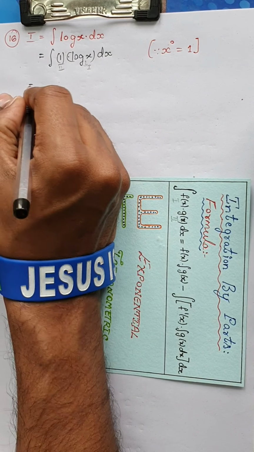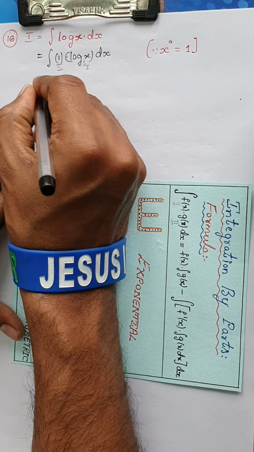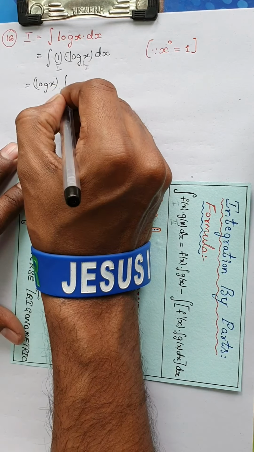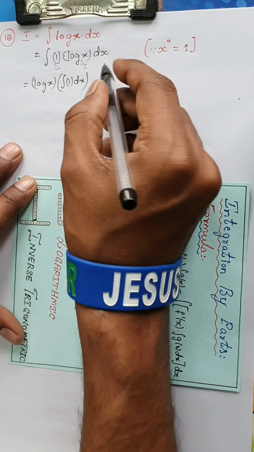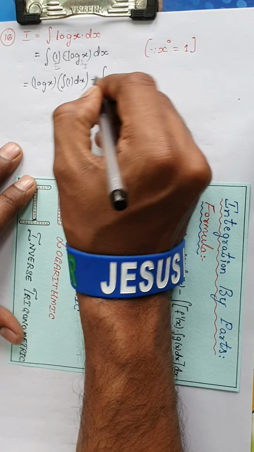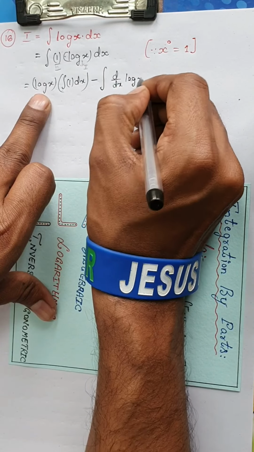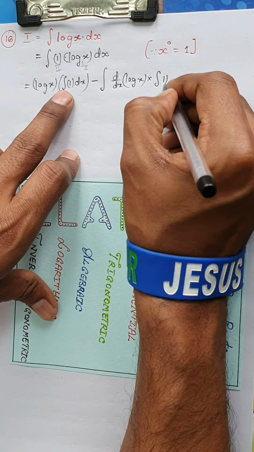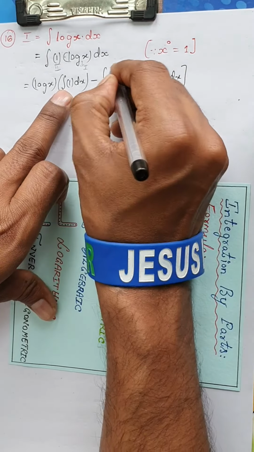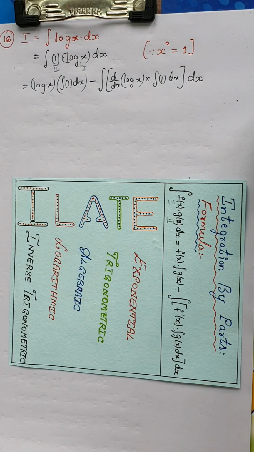See what happens now. This is nothing but, keep the first function as it is. Remember, the first function is log x here. So keep the first function as it is and integrate 1 dx. Integral of 1 dx, minus integral of the derivative of log x, now the derivative of log x into the same term, that is integral of 1 dx. The product of both is integrated with respect to x.